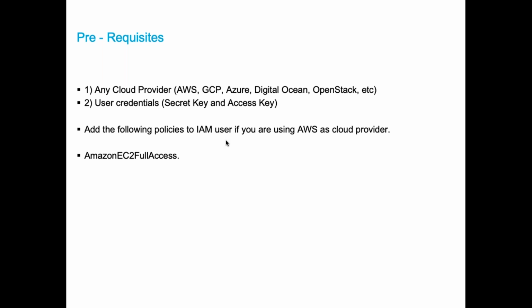That is the first thing. After that, if you want to connect to any cloud provider through Terraform scripts, we are going to use some secret key and access key, some credentials. So you should have these credentials. And if AWS is your cloud provider and you want to create an EC2 instance, you have to attach some policies to that IAM user. How to do it? All these things I will show you.